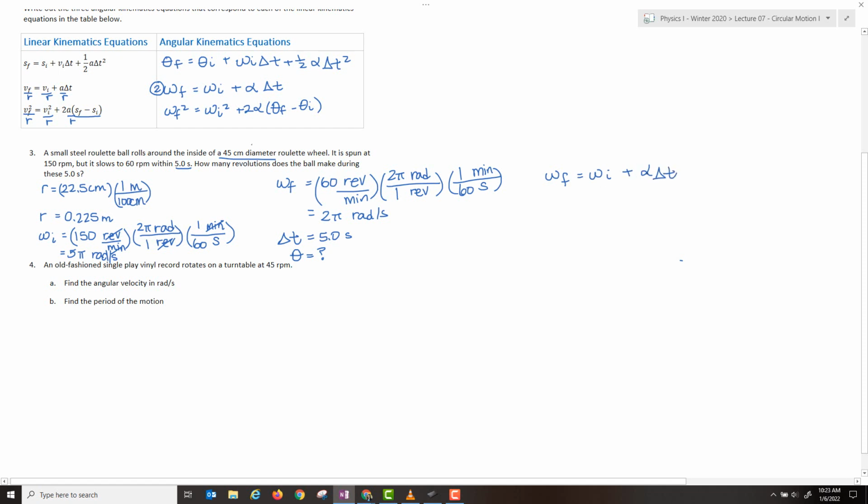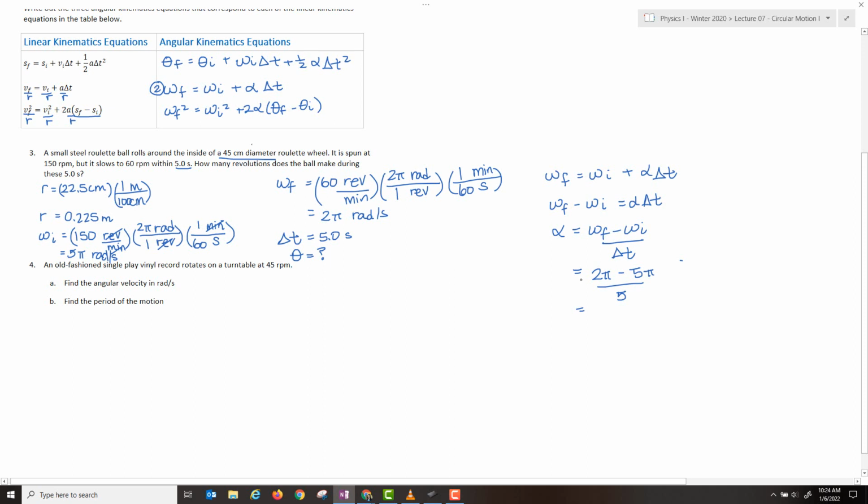So let's use this equation to figure out alpha. I'm going to rearrange. So I have omega final minus omega initial equals alpha delta t. I'm going to divide both sides by delta t, and I get alpha is equal to omega final minus omega initial over delta t. Okay, so let's figure out what that is. Omega final is the 2 pi radians per second minus omega initial, which is 5 pi radians per second, over delta t, which is 5 seconds. Okay, so what is our alpha there? I'm going to type this up on my calculator.